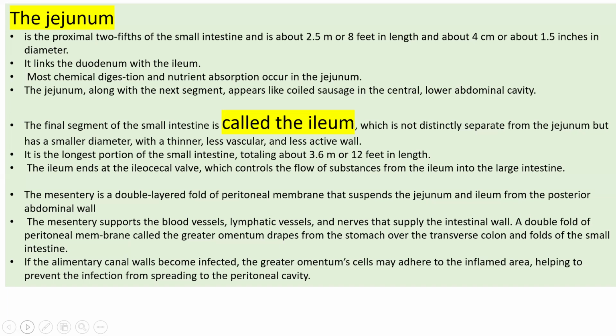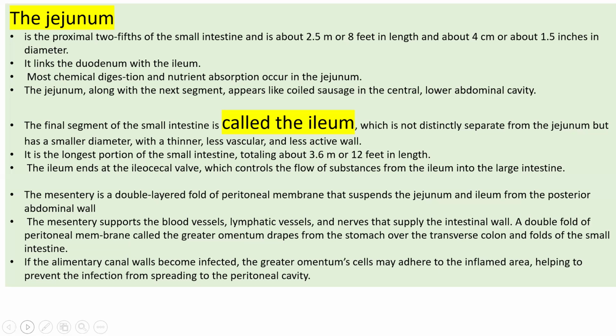Most chemical digestion and nutrient absorption occur in the jejunum. Very important point. Please note down. Most chemical digestion with the help of enzymes, and nutrient absorption through blood vessels and lymph, occur in which part of the small intestine? Jejunum. So the jejunum along with the next segment appears like coiled sausage in the central lower abdominal cavity.